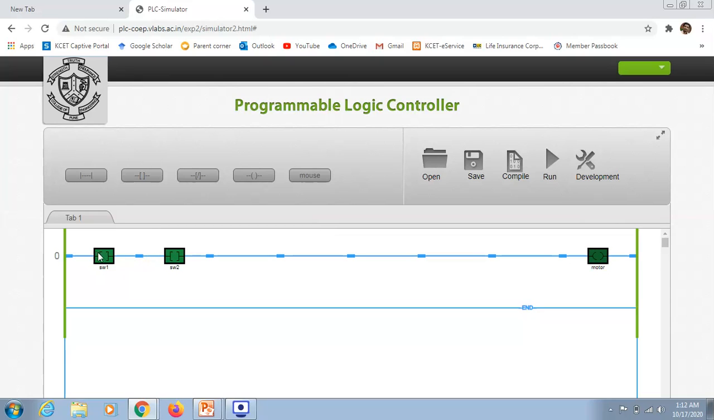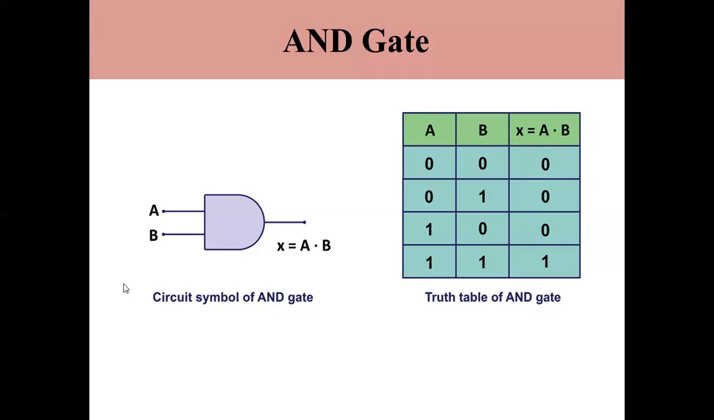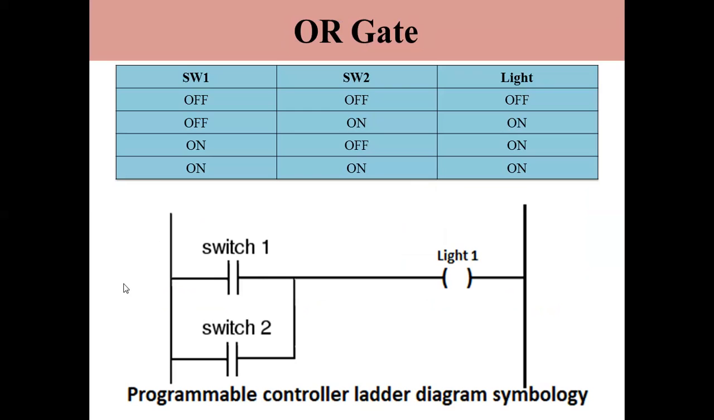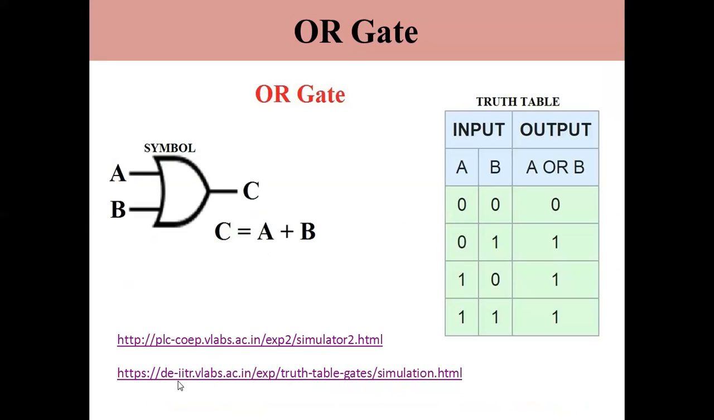If anything is off, like now I have switched off switch 1, then the outcome is also 0, which means the motor will not run. Hence, the AND gate is also performed successfully. So I am going to do it in another manner using an electric circuit also.